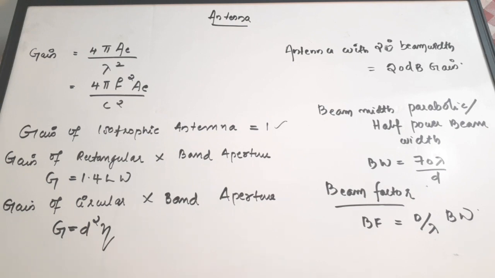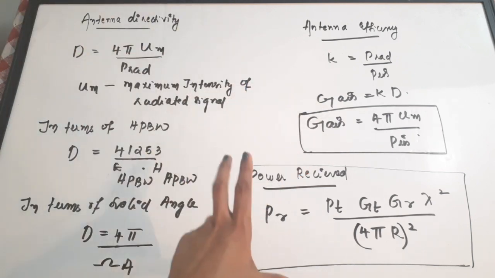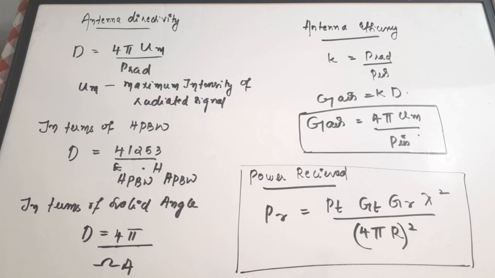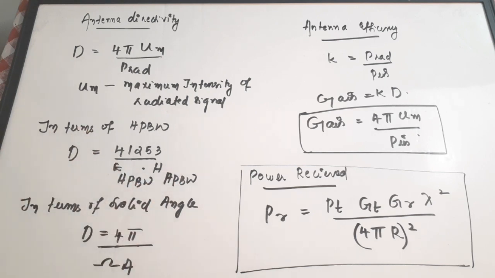Next we are going to see the antenna directivity and its equation, then the antenna efficiency equation and the power received. These are very important equations, so please make a note of them. I have seen a lot of questions using these equations in the ISRO technical assistant and especially scientist examinations, and in GATE exams you always need these equations. Please make a note of it.